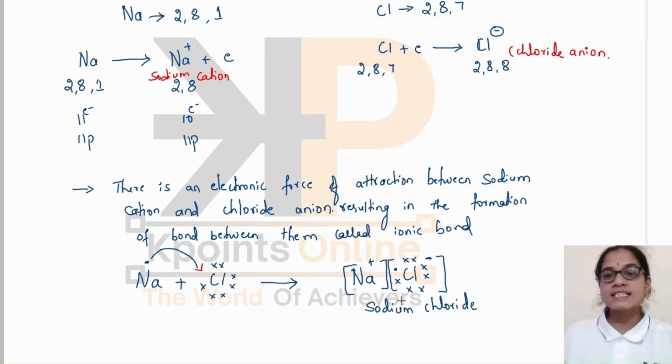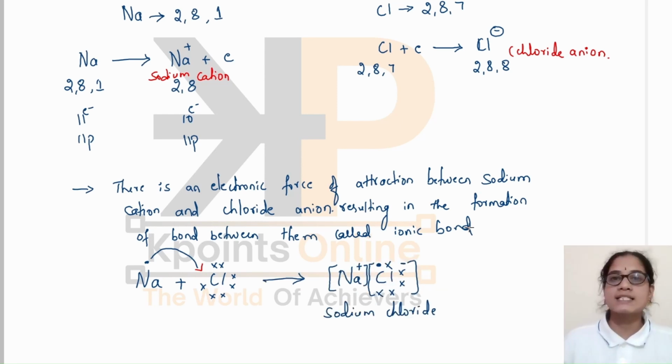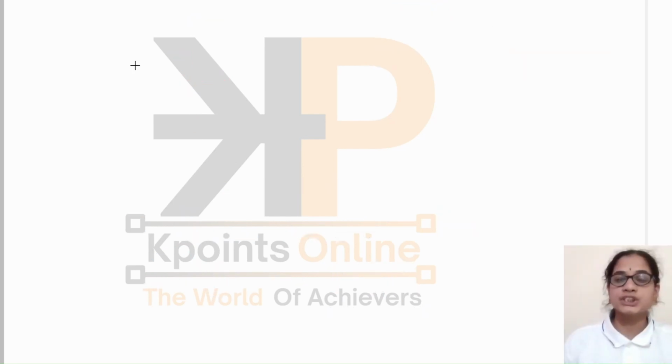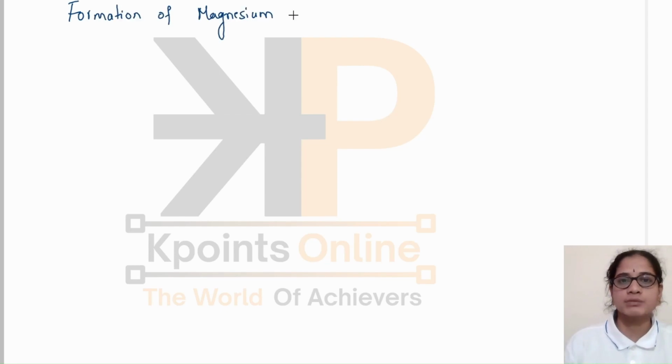And note that this sodium chloride does not exist in the form of a molecule, but it is surrounded by the oppositely charged ions. Sodium cation is surrounded by the negatively charged chloride anions, and chloride anion is surrounded by the positively charged sodium cations. This is how ionic compounds are formed. Let us see one more example of formation of an ionic compound, how magnesium chloride is formed.